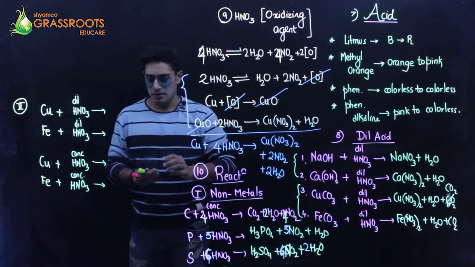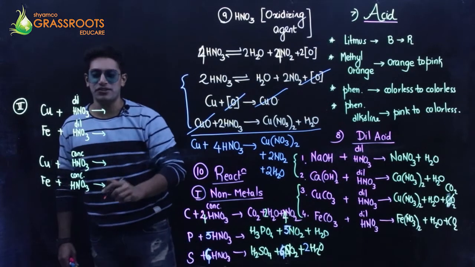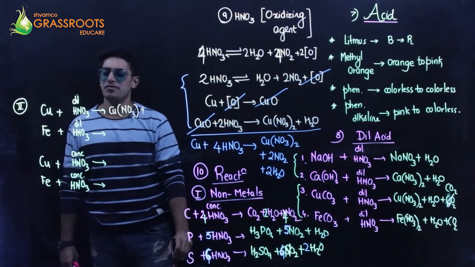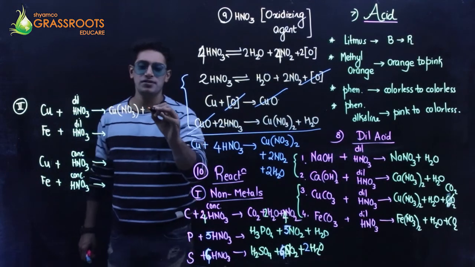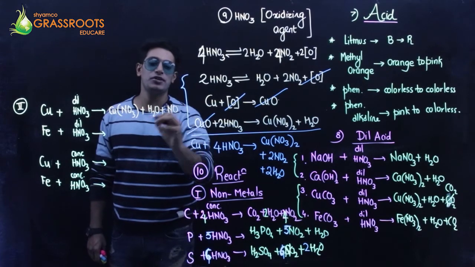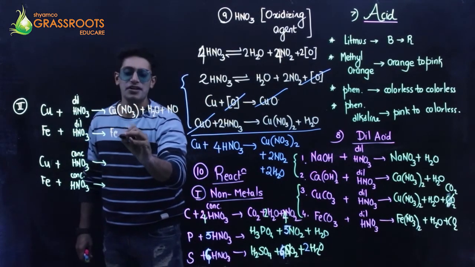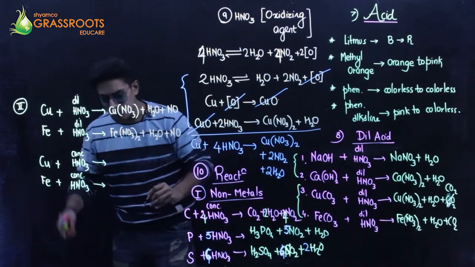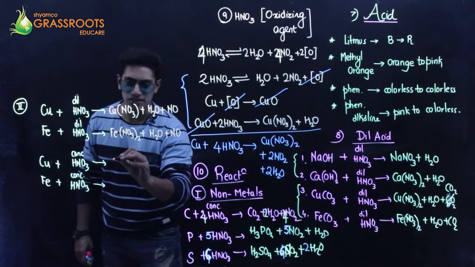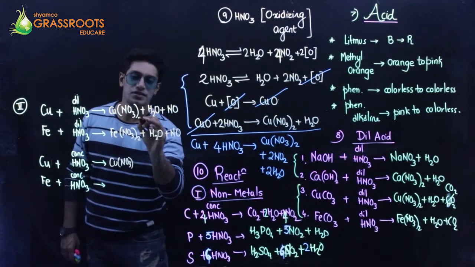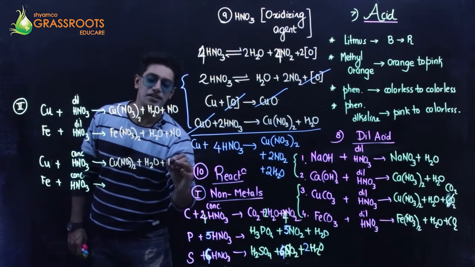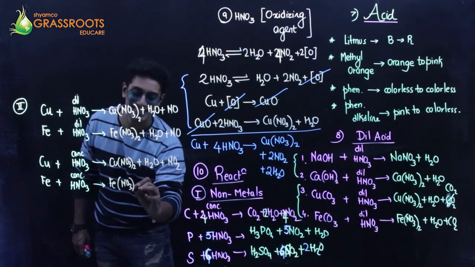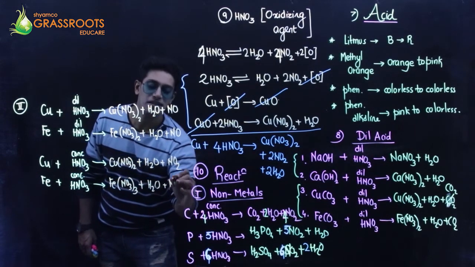Four reactions. Copper plus dilute nitric acid gives you copper nitrate plus water plus NO, nitric oxide. Fe plus HNO3 gives iron nitrate, Fe(NO3)2, plus water plus nitric oxide. But if reacted with conc HNO3, it gives the same thing, copper nitrate, Cu(NO3)2, plus water. It doesn't give nitric oxide, it gives nitrogen dioxide. And this forms Fe(NO3)3 plus water plus nitrogen dioxide.